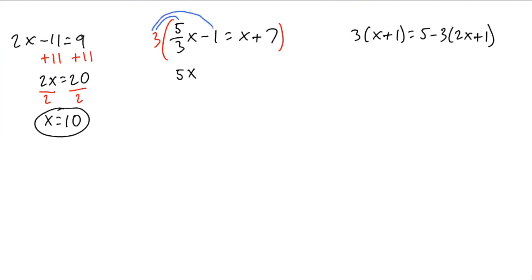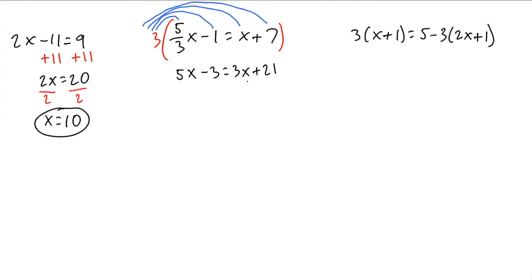Then we have, and if it helps, drawing the distributing lines just like the distributive property. Now we have 3 times negative 1. 3 times negative 1 is negative 3. 3 times x is 3x. And 3 times 7 is 21.